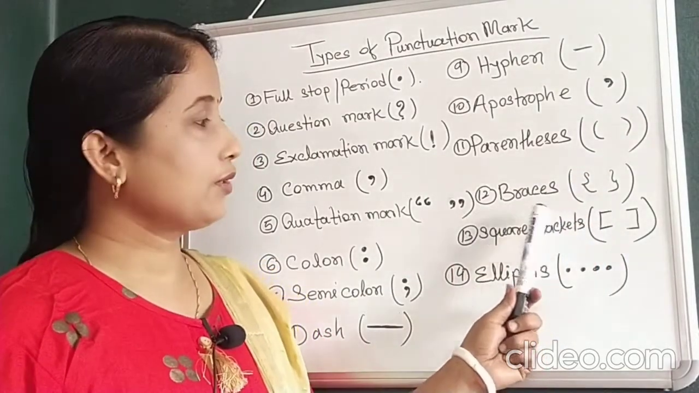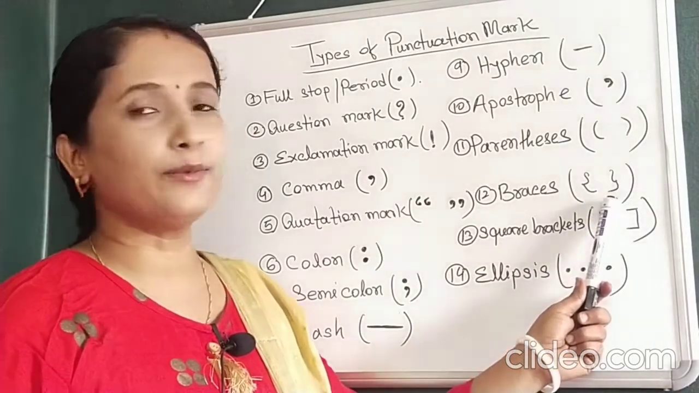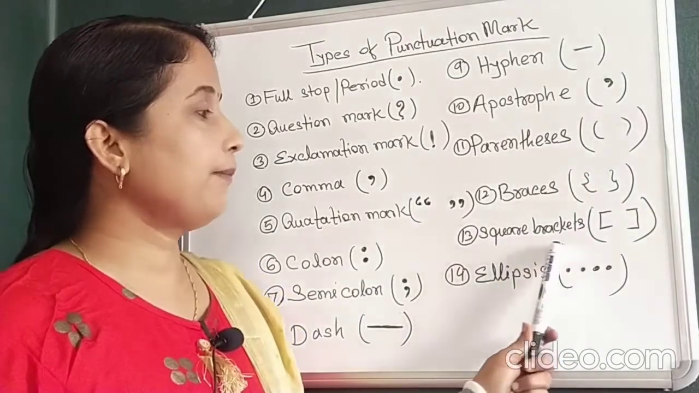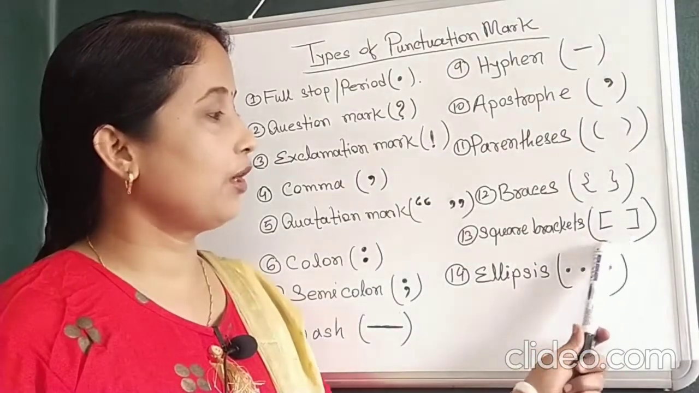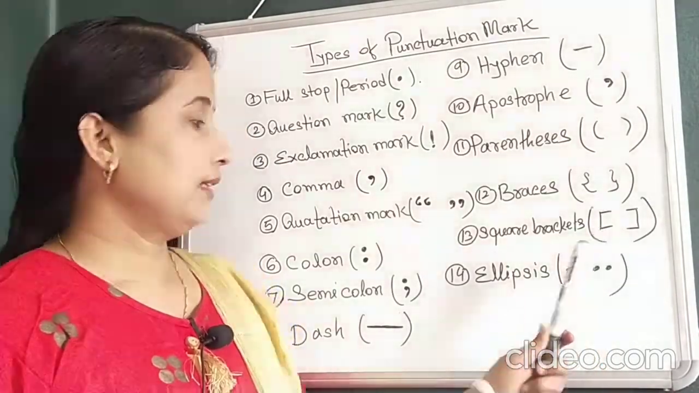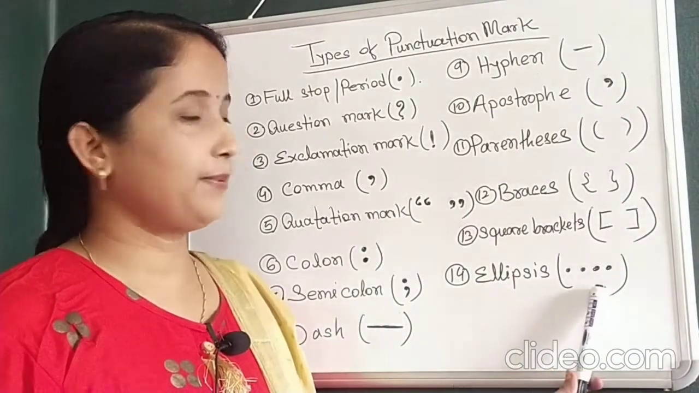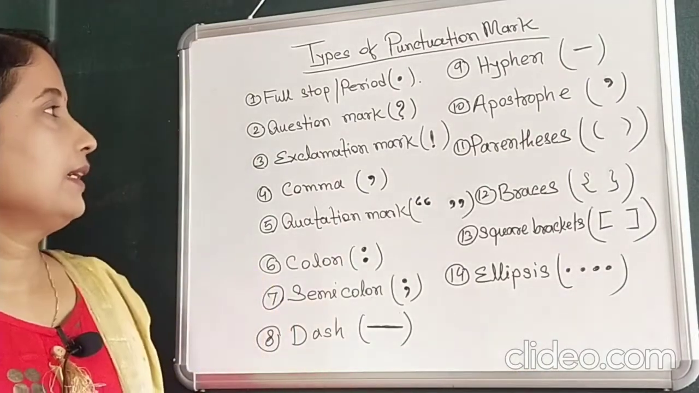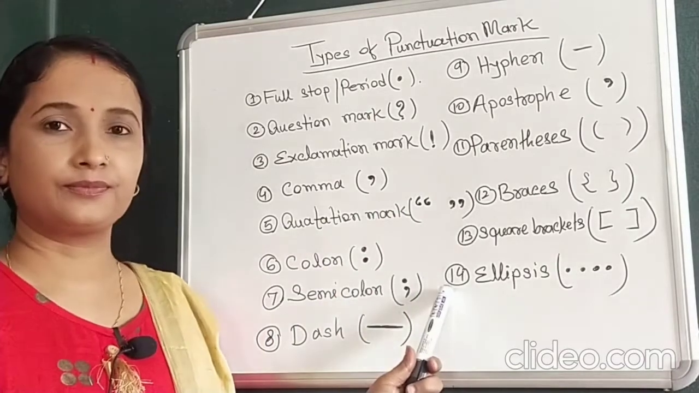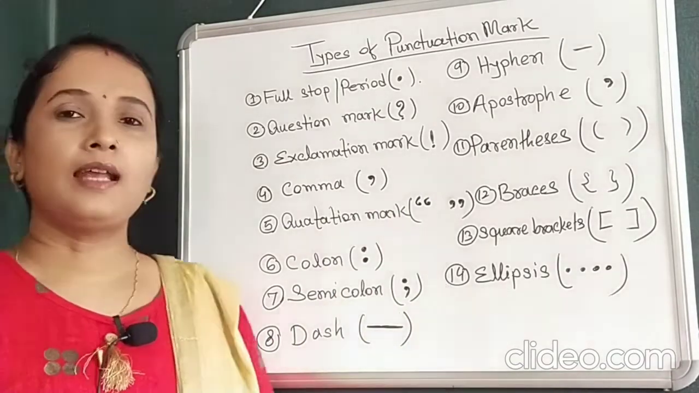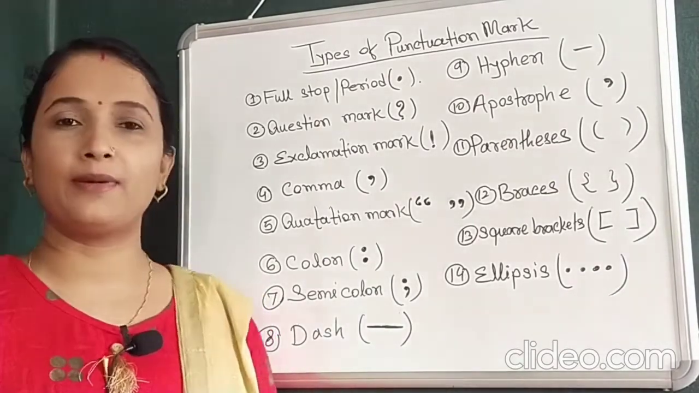Braces, we also call braces as third bracket. This is the symbol of third bracket. Square bracket, we also call square bracket as fourth bracket. This is the symbol of square bracket. And next is ellipsis. This is the symbol of ellipsis. So, these are all punctuation marks and they are symbols. Now, we will learn the uses and examples of these punctuation marks one by one.